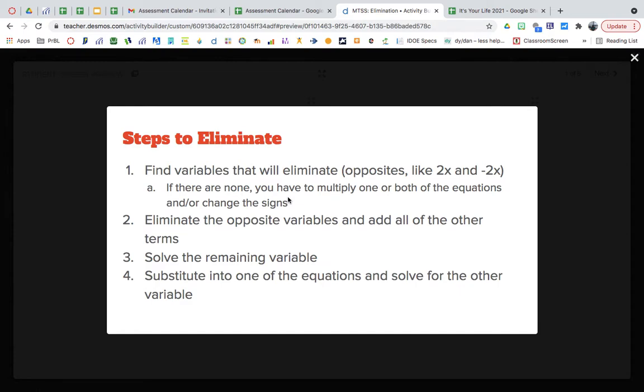Once you've done that, you're going to eliminate those opposite variables and everything else gets added together vertically. You're going to solve for the remaining variable just like a normal linear equation. And then same as with substitution, at the end you substitute into one of the equations to solve for that other variable so that every answer has an x and a y.